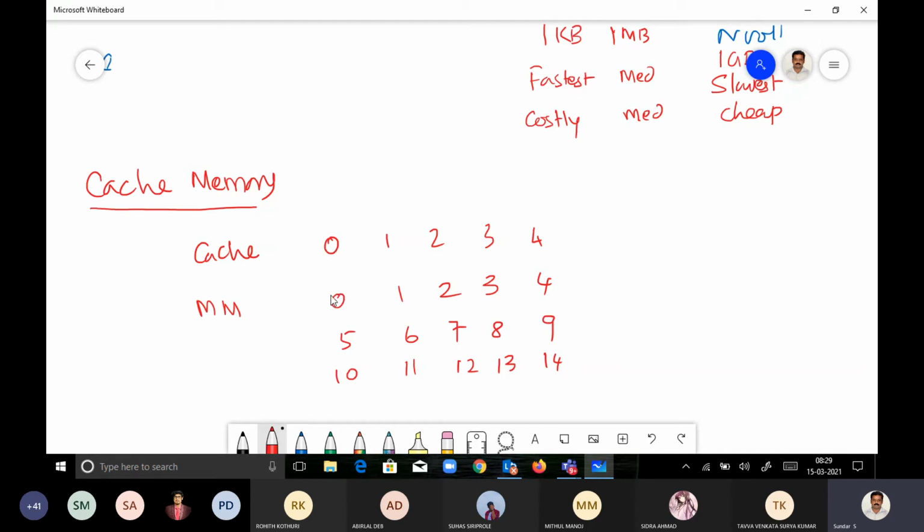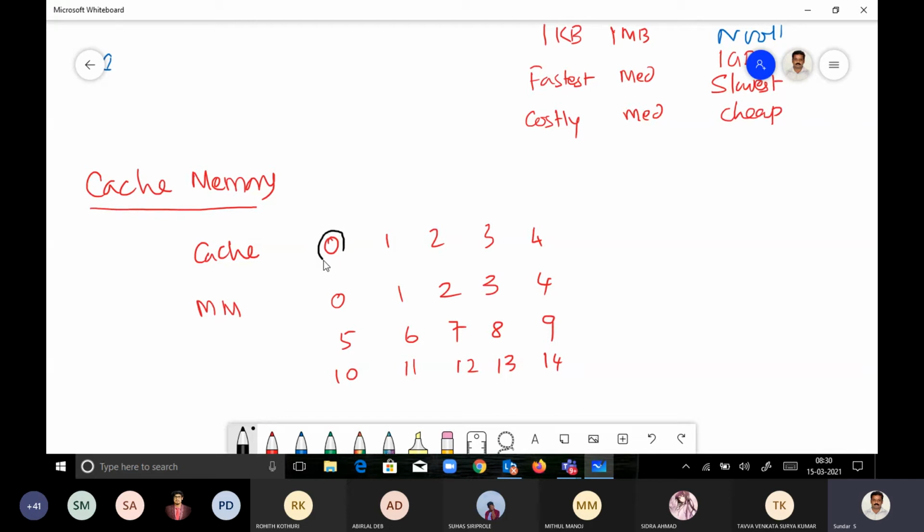So we have 5 locations in cache memory. We have 15 locations in the main memory. Right? Fine. Now, when the computer is turned on, from the disk memory, the physical memory, the data will be stored in the main memory. From the main memory, it will be copied onto the cache memory. How?